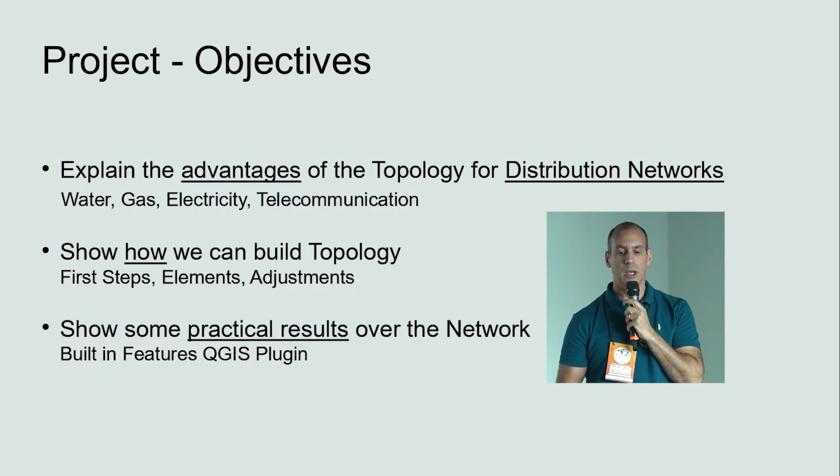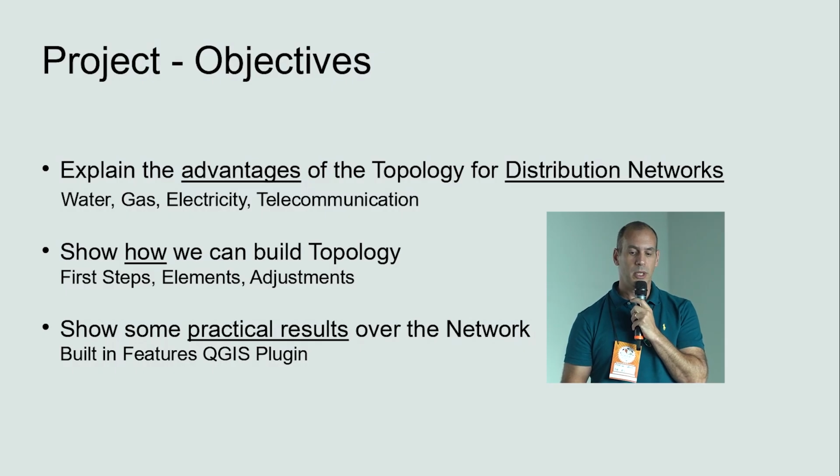Afterwards I will explain how we can build a topology: first steps, elements that are used, and adjustments. In the end, I'm going to show you some practical results based on a QGIS plugin that I developed. Here we have some gas, electricity, telecommunication, and water companies, and we can see that there are many opportunities to use these spatial distribution networks.